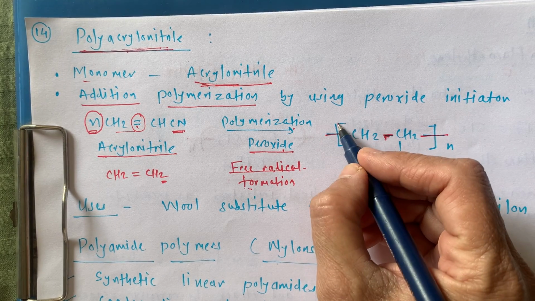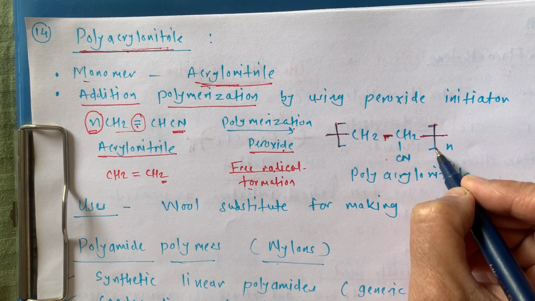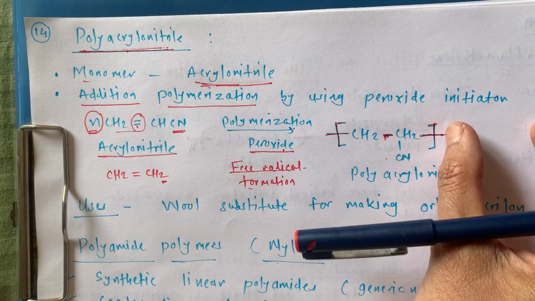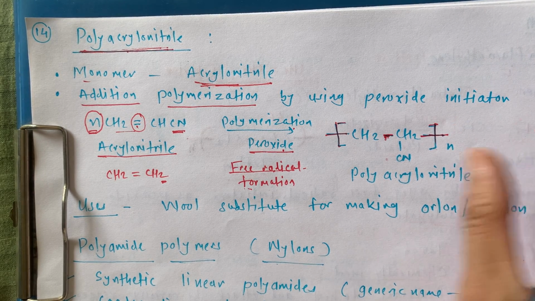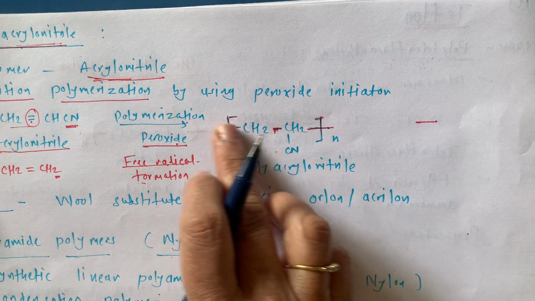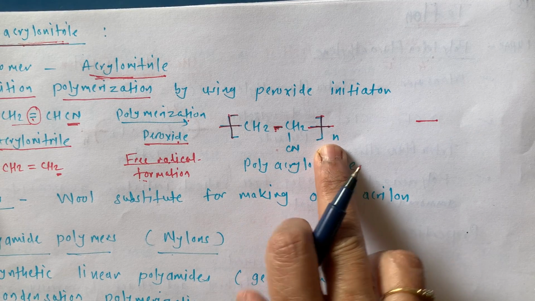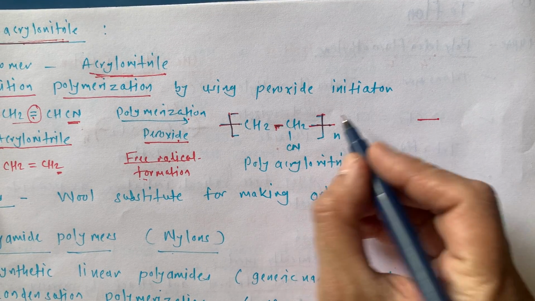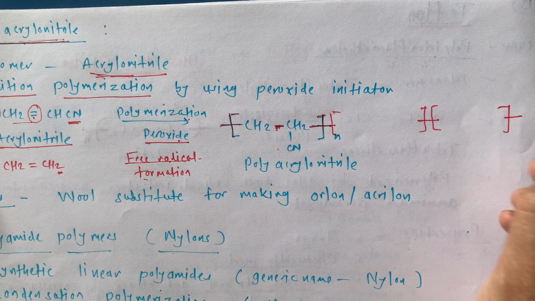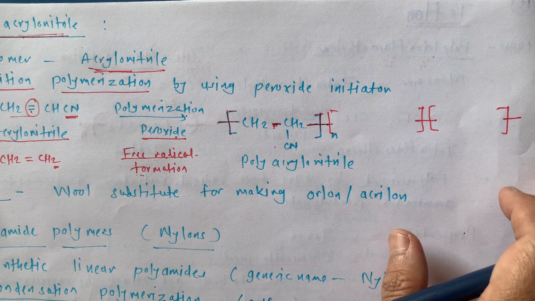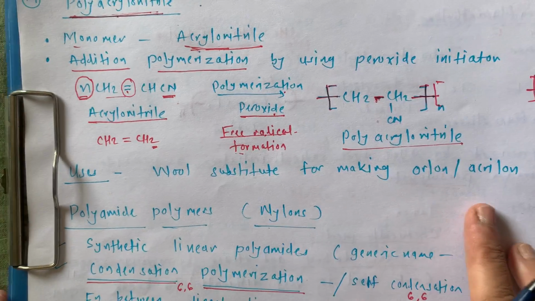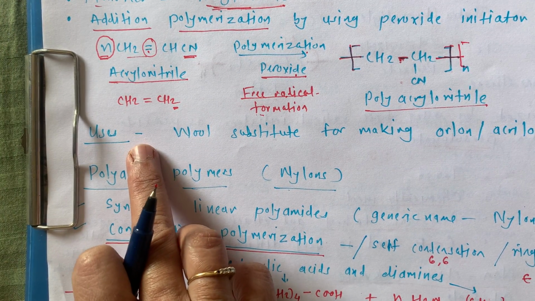This monomer we have shown in bracket, and these bonds show this monomer is going to link to this monomer at this point. Then again there will be one bond, then another unit of monomer is going to attach like this. So in this way there is a formation of polymer with n number of monomers. They attach to each other n number of times, and that is polyacrylonitrile.